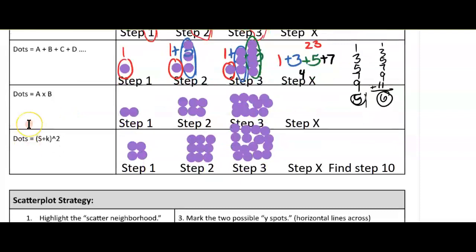All right, 2 left. A times B pattern. This is when we're getting some multiplication array. It's a rectangle. In this case, I start with 1 tall times 2 across. Then I have 2 tall times 3 across. Then 3 tall times 4 across. What will my 4th step be? 4 by 5. My 5th step would be 5 times 6. What would be my 10th step?